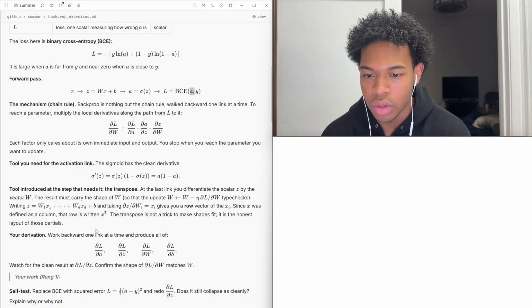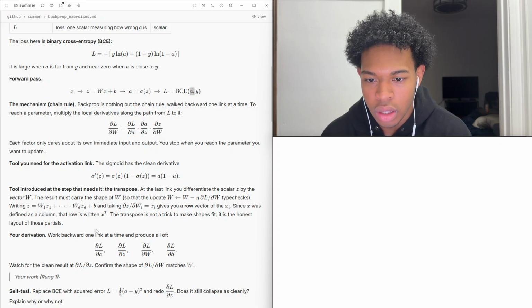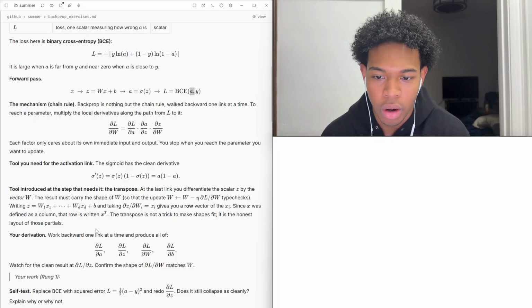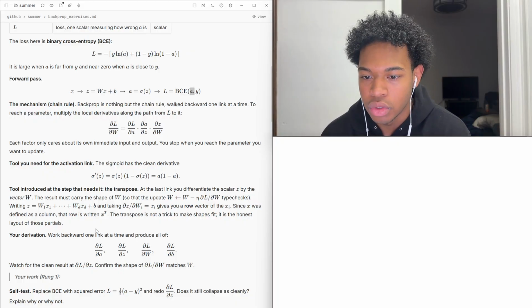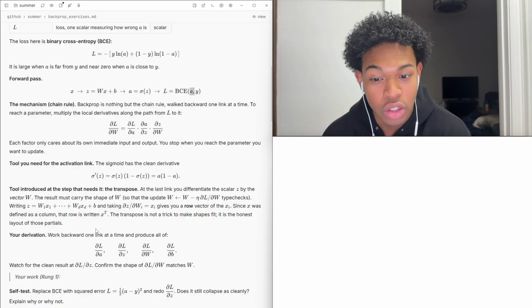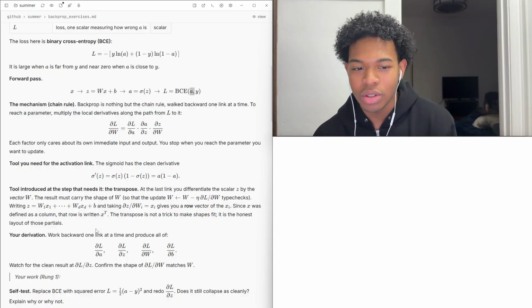Tool you need for the activation link. Sigmoid can be cleanly derived. Sigmoid prime, yeah, fine. The tool introduced at this step is the transpose. Yeah, it's the transpose of X. It's kind of weird.